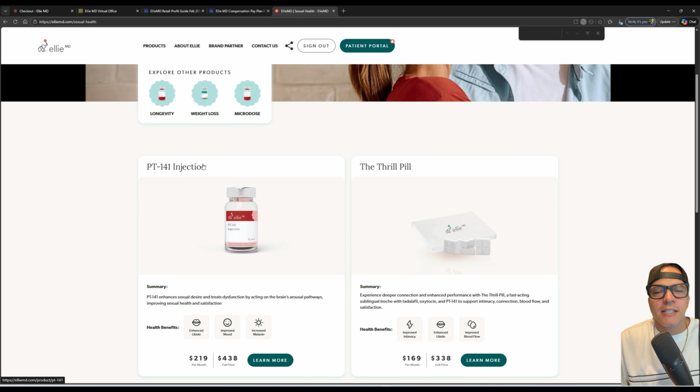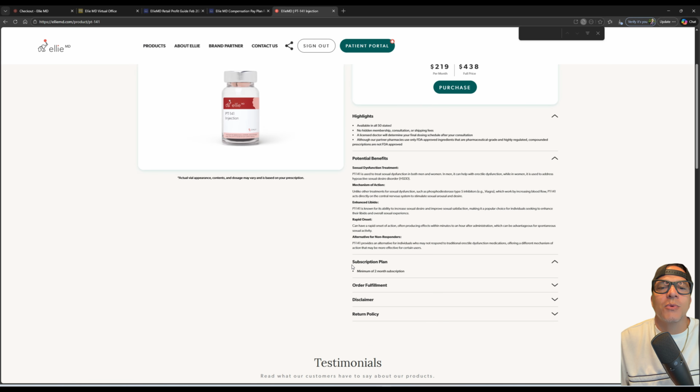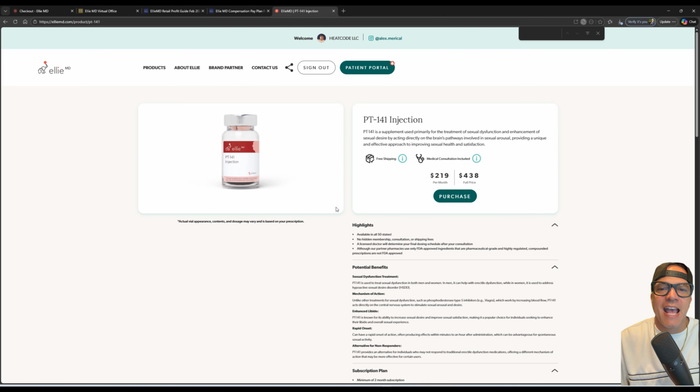PT141 acts directly on brain pathways involved around arousal. It supports sexual desire, improves sexual satisfaction, and can be used by both men and women. PT141 is not just about blood flow like some of those other pills. It's the libido and arousal conversation that we should be talking about. It speaks to people who want help with desire, responsiveness, and overall sexual confidence.